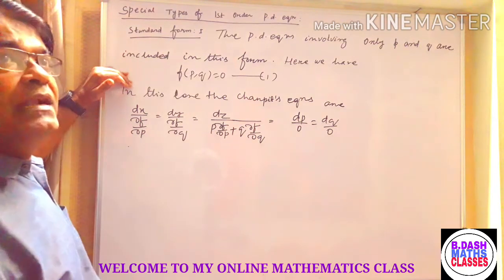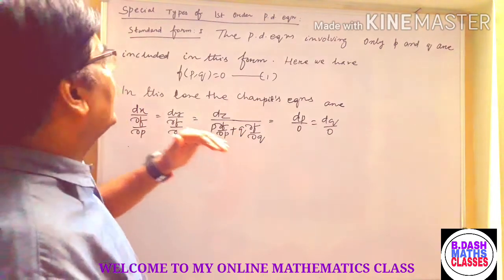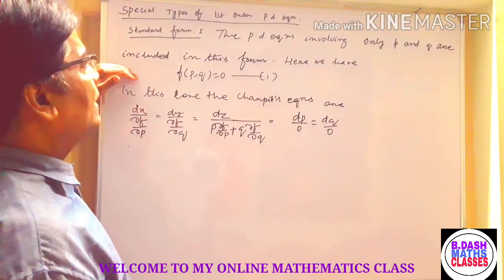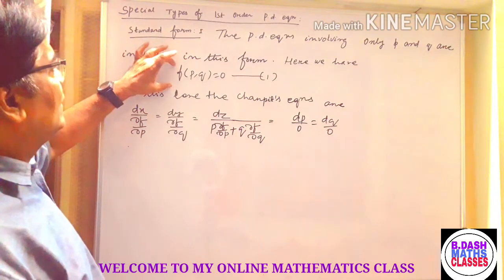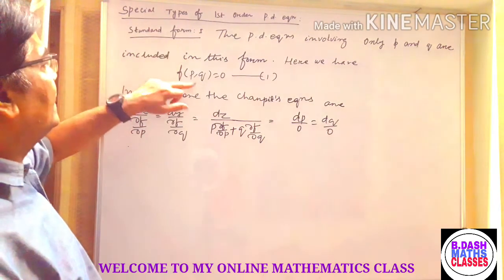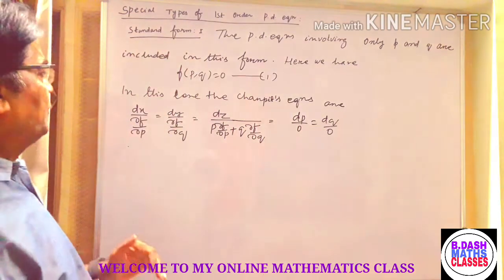The partial differential equation involving only p and q is included in this form, and the differential equation will be the expression containing p and q. We can write f of p, q is equal to 0.